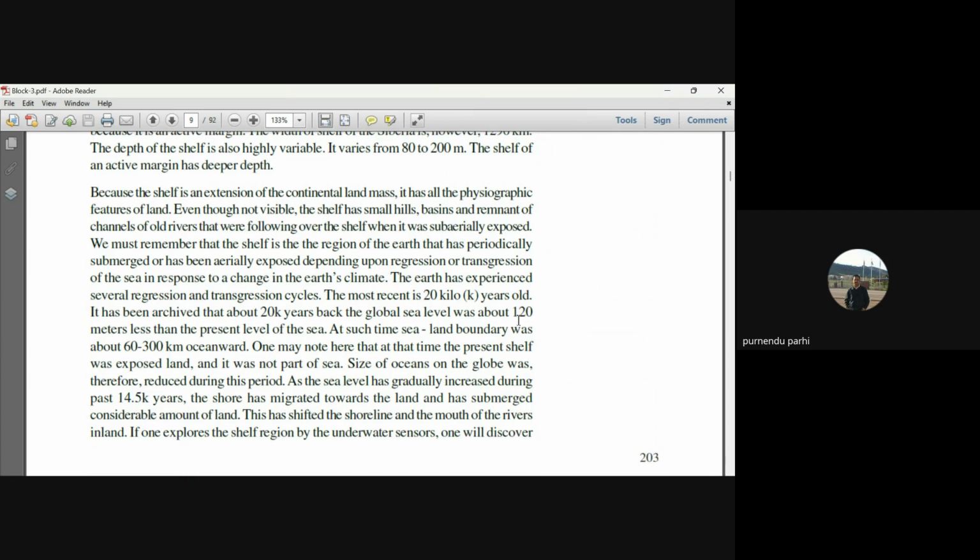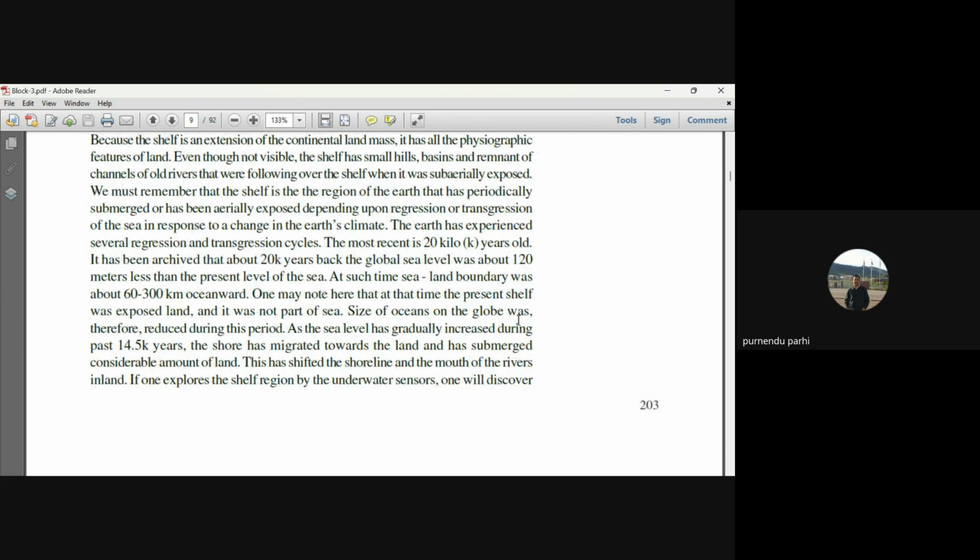The earth has experienced several regression and transgression cycles. The most recent is 20 thousand years old. It has been estimated that about 20K years back, the global sea level was about 120 meters less than the present level of the sea. At such a time, the land-sea boundary was about 60 to 100 kilometers oceanward. One may note that at that time the present shelf was exposed land and it was not part of the sea. The size of the ocean on the globe was therefore reduced during this period.